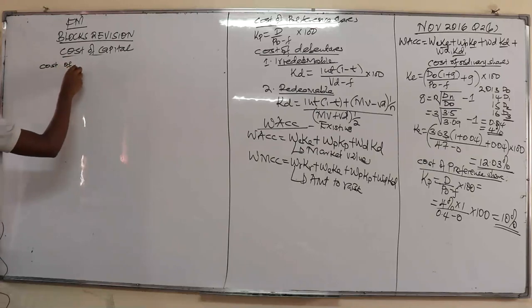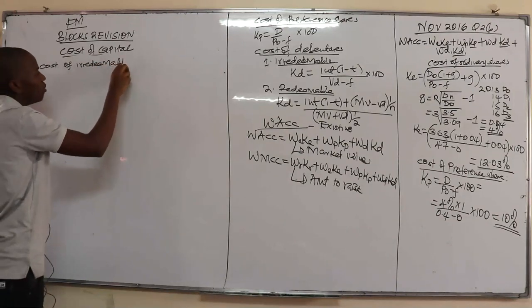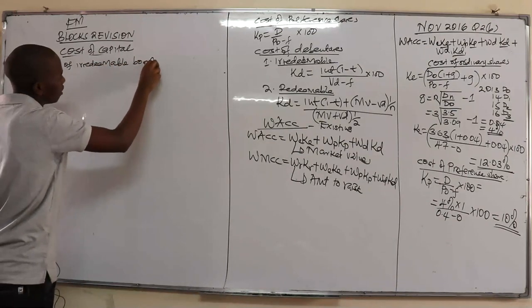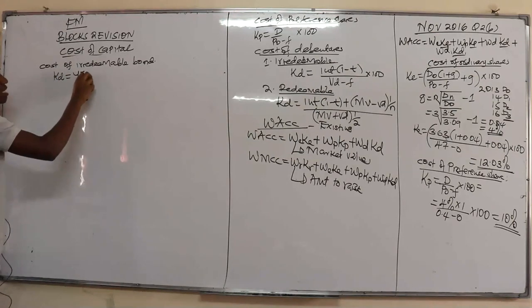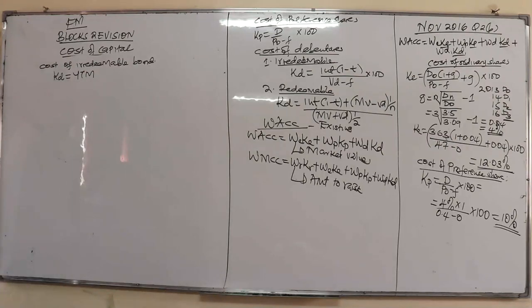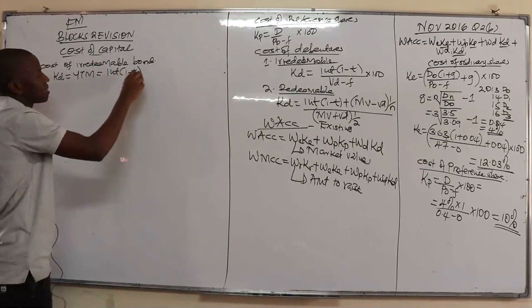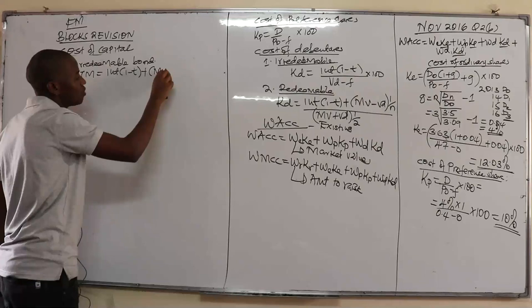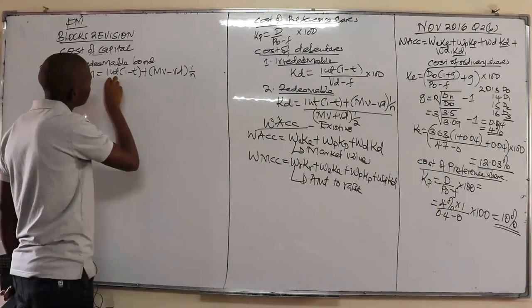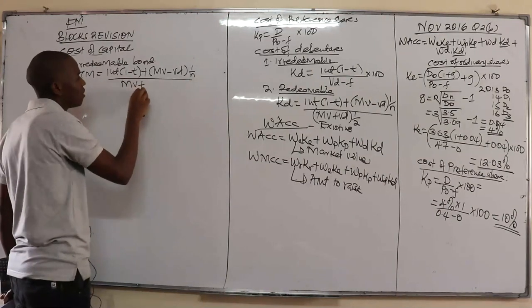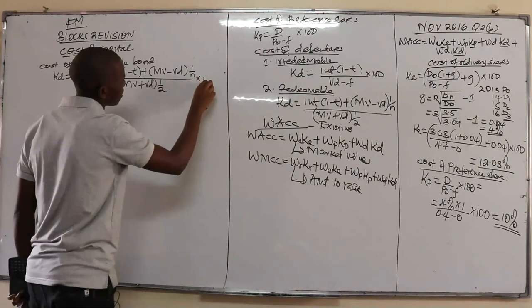So you look for the cost of the redeemable bond, which will be the KD, also called the yield to maturity. To get the yield to maturity: interest times 1 minus tax, you add the maturity value minus the value of debenture, times 1 over N, then you divide by maturity value plus the value of debenture, times 1 over 2. Then you multiply by 100.